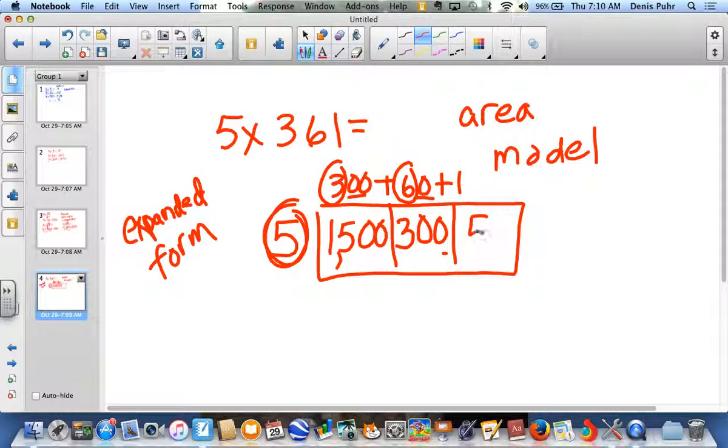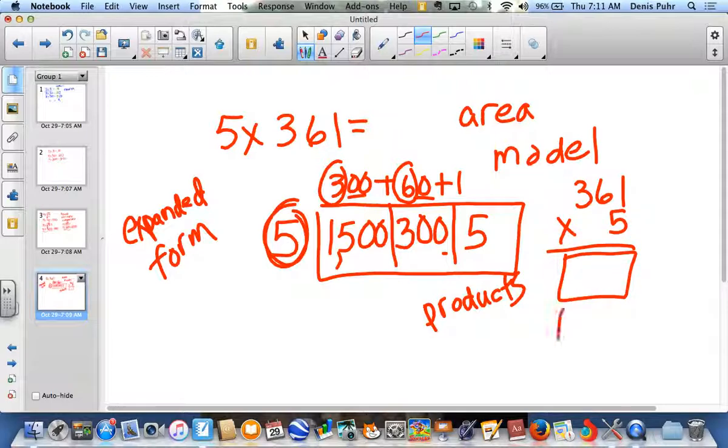Then 1 times 5. All of these numbers up here are answers to multiplication problems. So again, we call those products. They're pieces of the final product, so we call them partial products. So in some problems, you will see this. Then you will place those partial products and add them up. Again, we start on the right.